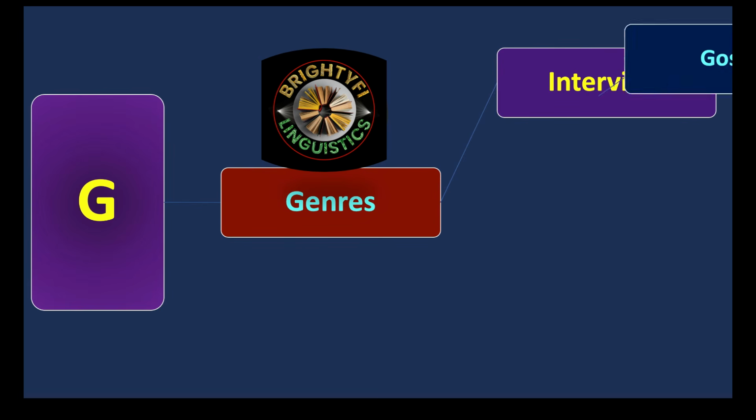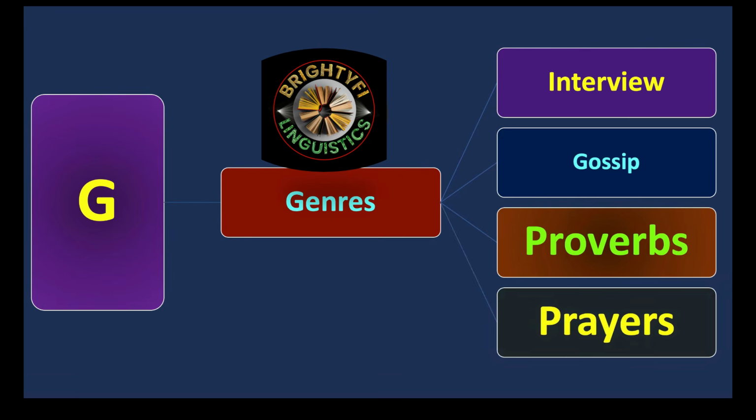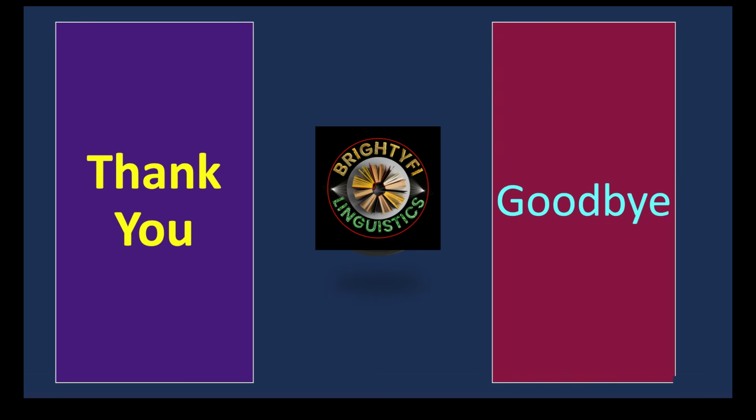We continue our discussion. That is to say, we have G, and it stands for genres. And what are they talking about? It may be interview, it may include gossip, proverbs, prayers, and so on. So these are eight fundamental principles through which we communicate with people, we express our language. Dell Hymes' model of speaking is a linguistic model, and this model in modern time has attained a lot of attention. Hope you understand. Thank you and good luck.